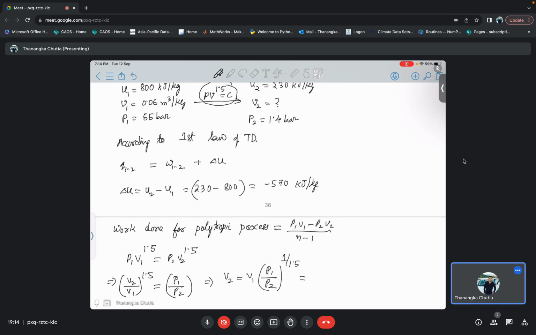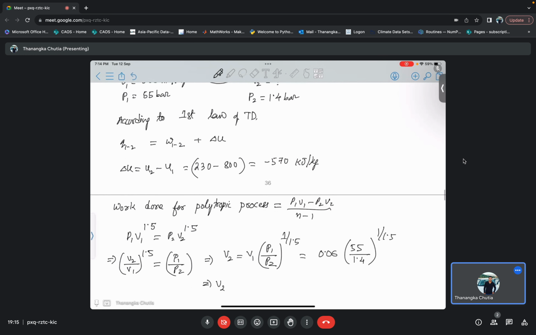So what is V1? 0.06. What is P1? 55. What is P2? 1.4. Okay, 1 divided by 1.5. So from here V2 is equal to 0.06 into 55 by 1.4 to the power 1 by 1.5, which is 0.6933 meter cube per kg.